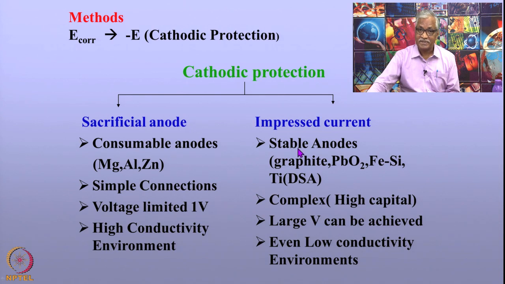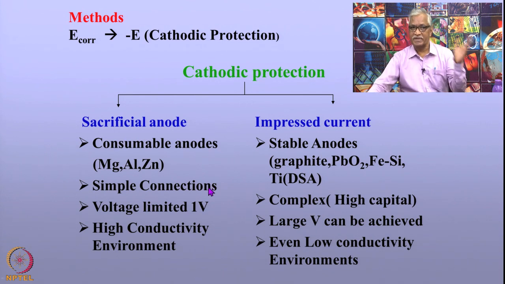In the case of impressed current cathodic protection systems, the anodes are expected to be stable. Of course, there are also consumable anodes, but generally we prefer stable anodes. These are like graphite, lead dioxide, iron silicon anode, titanium insoluble anodes, for example. So, these are the predominantly used impressed current anodes.